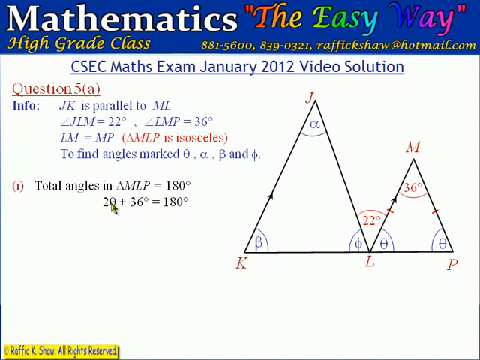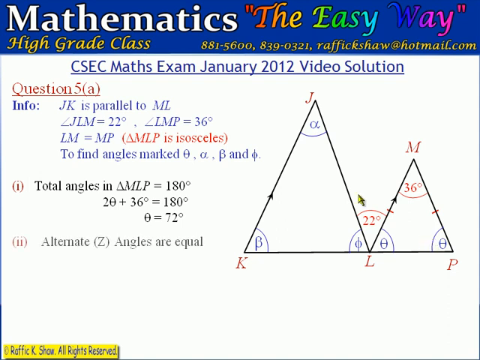And so if we transpose to make theta the subject, what we'll do is subtract firstly the 36, and then we'll divide by 2. So you subtract 36 from both sides first, and then you divide by 2. Because if you subtract 36 first, you're going to be left with 144, and then you divide by 2. So angle theta is 72 degrees. So the answer for this angle here is 72 degrees. This one is also 72 degrees.